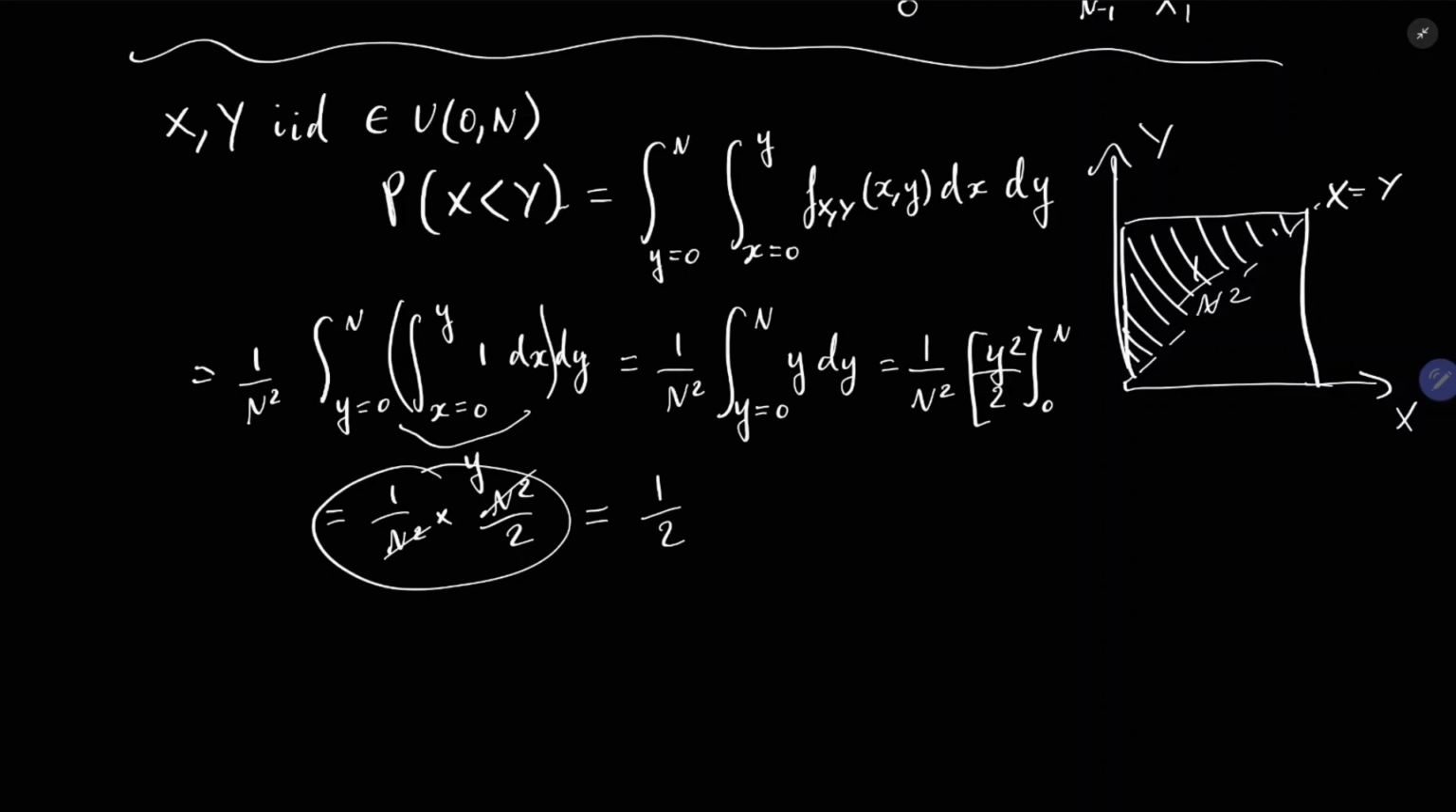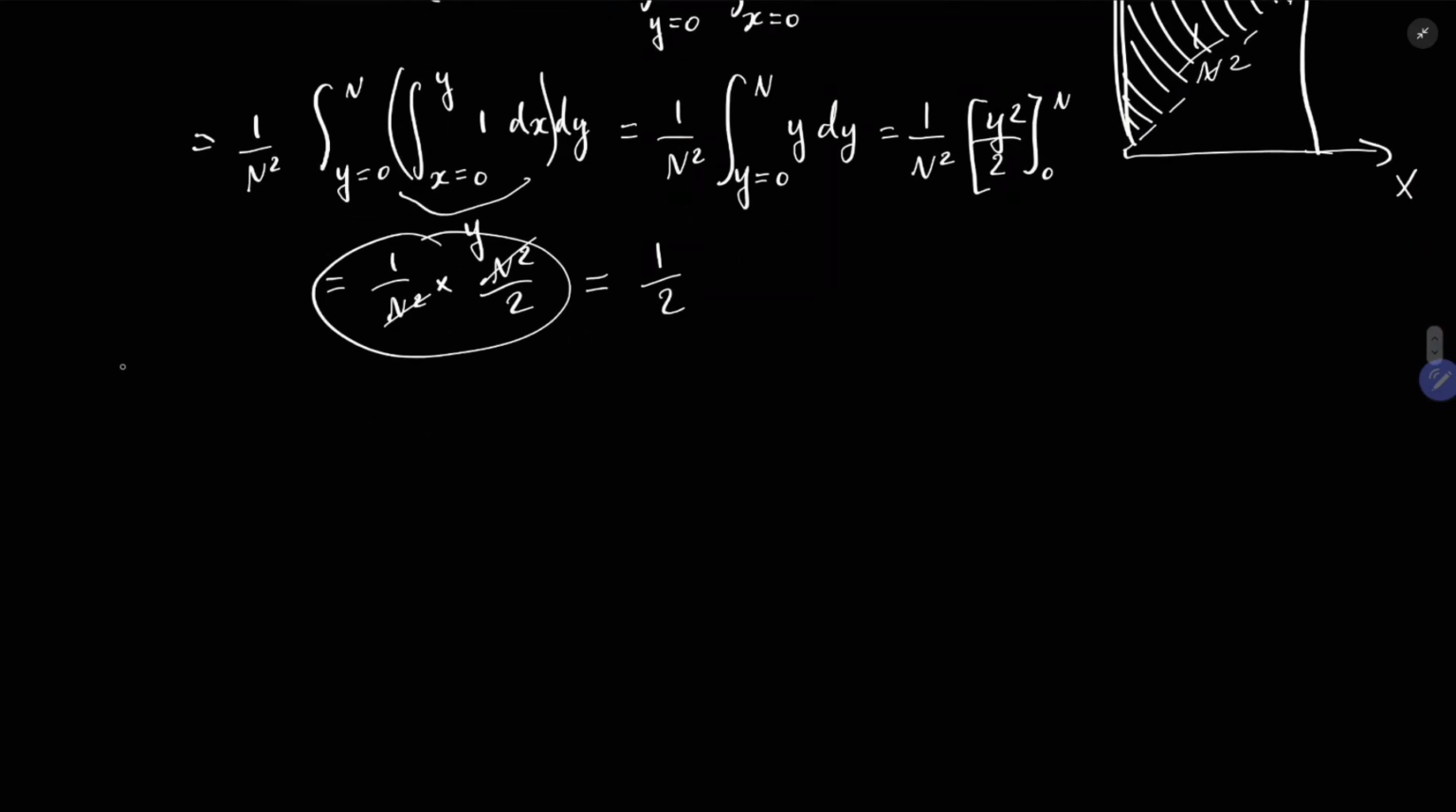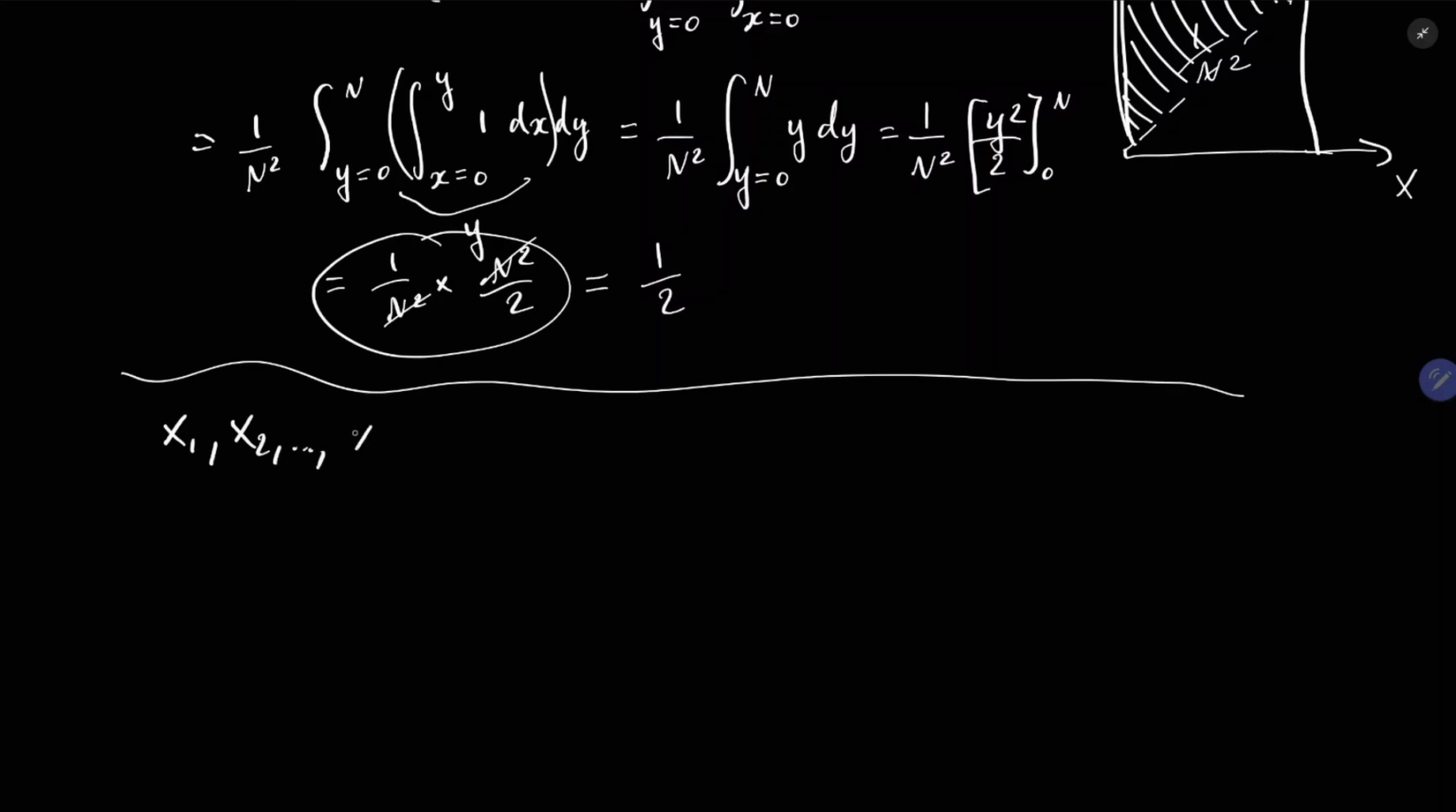So now let's generalize to the case where we don't have only 2 but k variables. So we are going to introduce x1, x2 up to xk, still independent and identically distributed, and we assume that they are also uniformly distributed. And we are going to calculate the probability that x1 is strictly lower than x2, etc., strictly lower than xk. And here we just have to use the same trick that we used for the case of 2 variables.